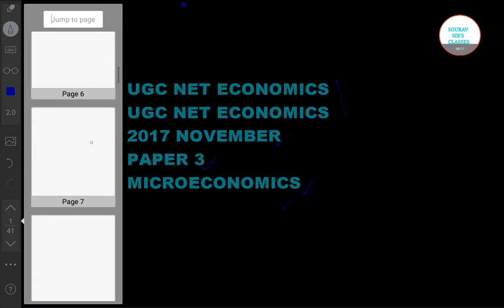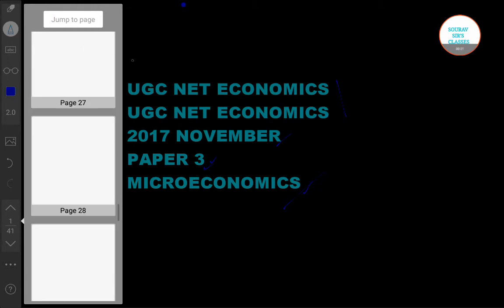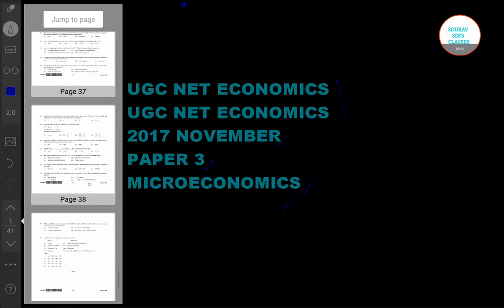So we are talking about the UGC NET Economics 2017 November paper. Today we are solving the microeconomics questions. First we'll go to paper number 3. In paper number 3, we have already solved until question number 8. So today we'll focus on the other questions from this paper only.